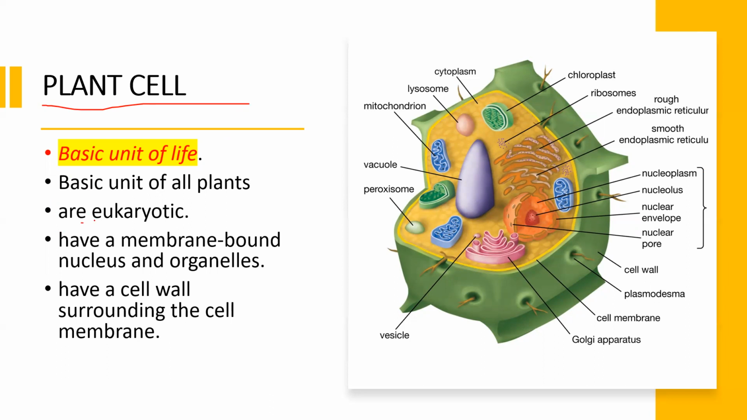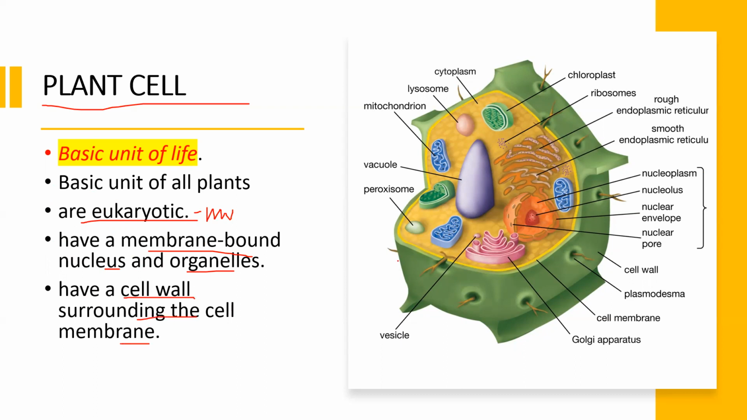So, plant cells are eukaryotic. Kapag sinabi nating eukaryotic, plants are eukaryotic wherein they have numerous cells in their body. So lahat ng mismong parts ng plants natin ay pinapalibutan or present lahat yung cells. Or kaya meron silang presence of cells. So multi-cellular ang ating plants. So ang plant cells natin have a membrane-bound nucleus and organelles. And they have a cell wall surrounding the cell membrane.